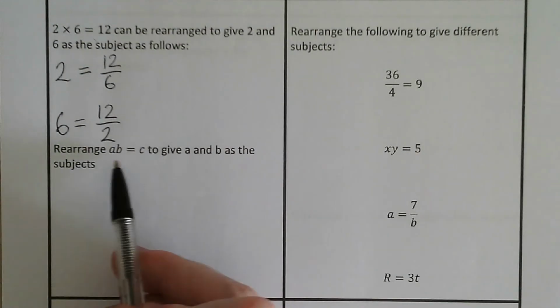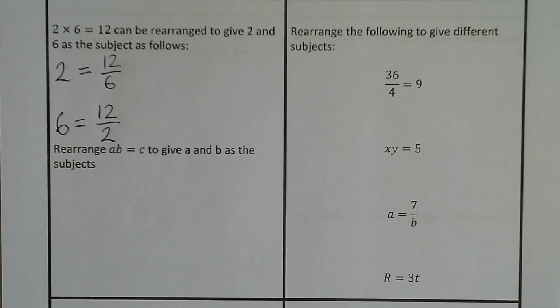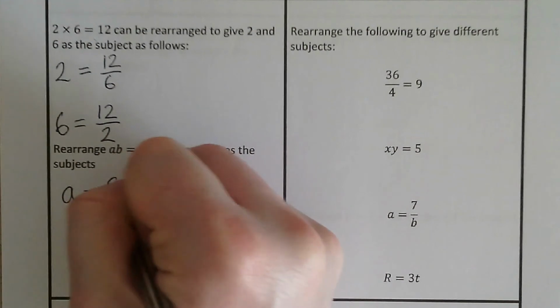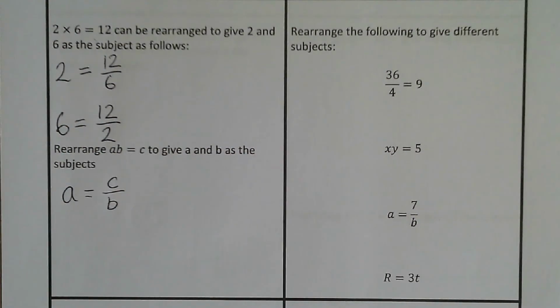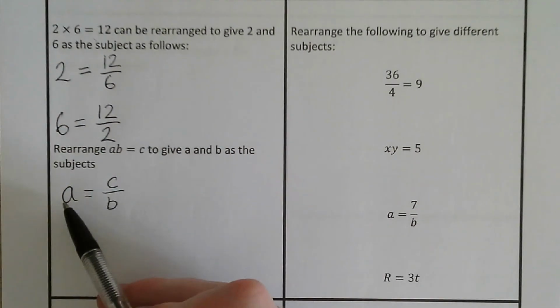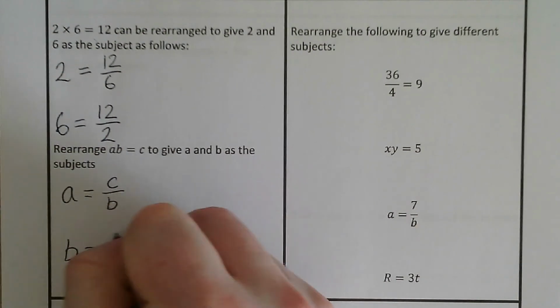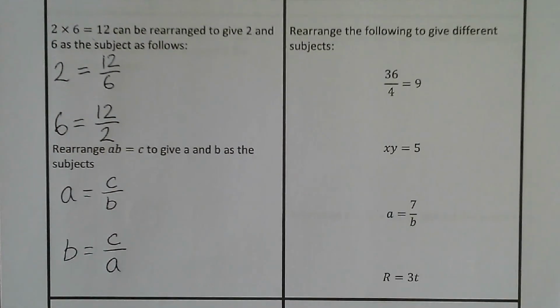Here, C is the subject of this formula because C is isolated by itself. To make A isolated by itself from the subject, I would need to get rid of this times by B, so I would divide both sides by B. Dividing the left side by B means the B will disappear. To divide the right side by B, we'll write it as a fraction, C over B. To make B the subject, we would have to divide both sides by A.